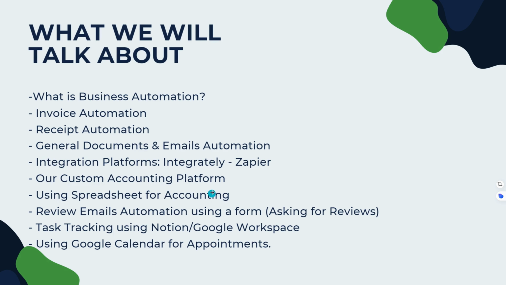After that, I'm going to go over using spreadsheets for accounting. A lot of us pay accountants to do all our calculations when you can really do all of this using spreadsheets and Google Sheets. Once you set it up and enter the data there, the calculations will happen on their own. The next item would be review emails. Using the concept of automation, you can send review emails to your clients so that they give you reviews once you've worked with them.